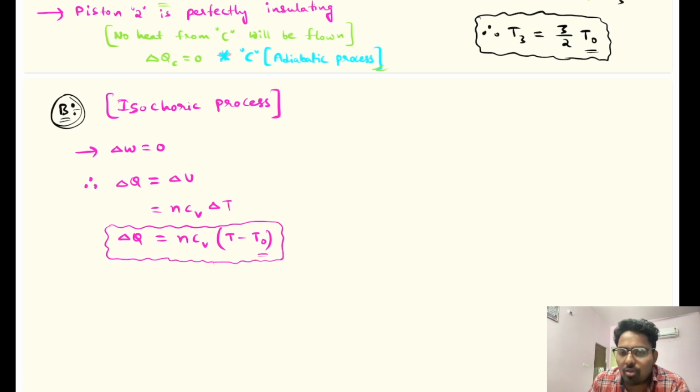So delta Q positive means this much amount of energy it got. Delta Q negative means what? It is supplied to the surroundings. Okay, it is given to the surroundings. Delta Q positive means we have given the system some energy. How much energy? This much amount of heat energy that B compartment got.